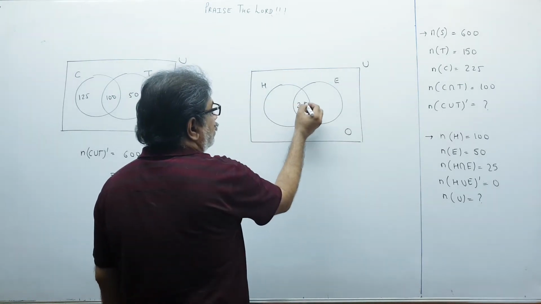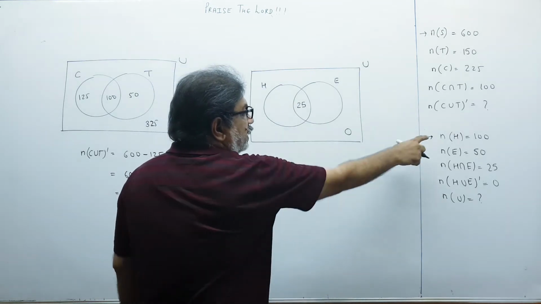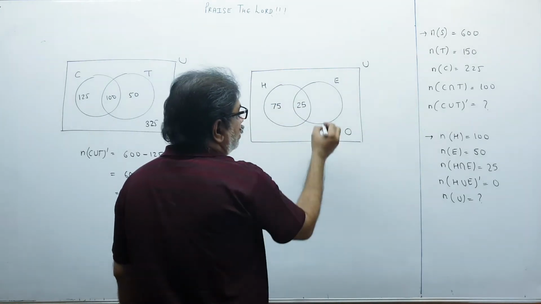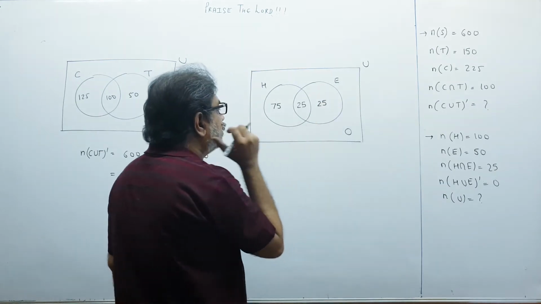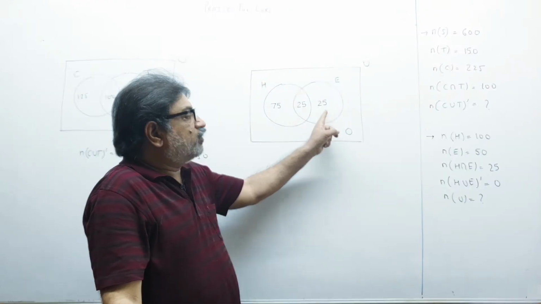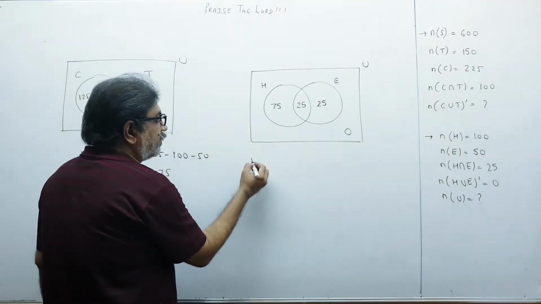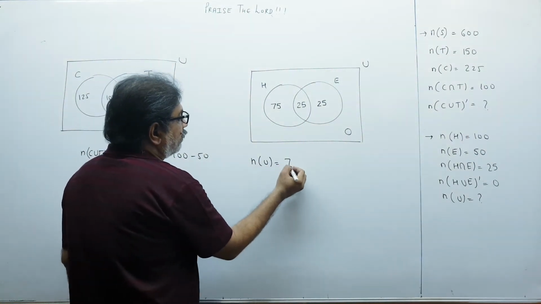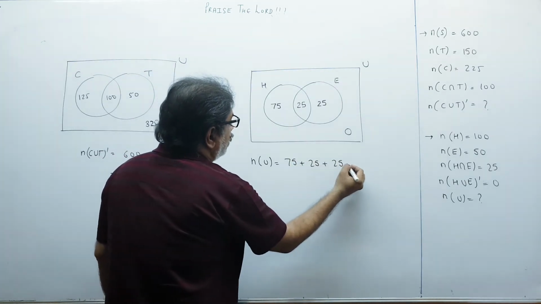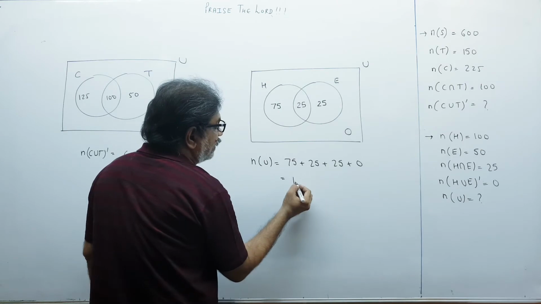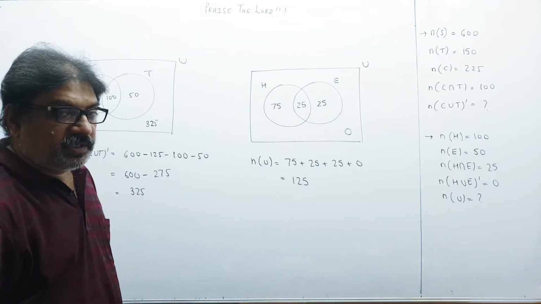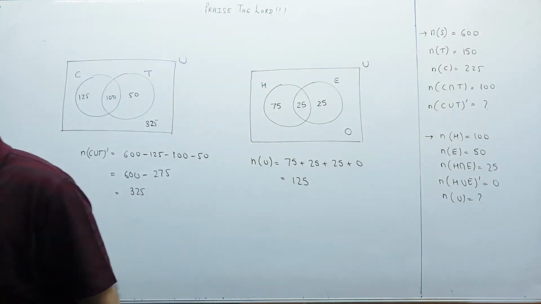Intersection is 25. Hindi is 100, so here there will be 75. English is 50, so here there will be 25. So how many people are there in the group, children? 75 plus 25 plus 25 plus 0. So the number of people in the group as per the Venn diagram, 75 plus 25 plus 25 plus 0, is 125. Totally 125 people are there in the group. Please copy.